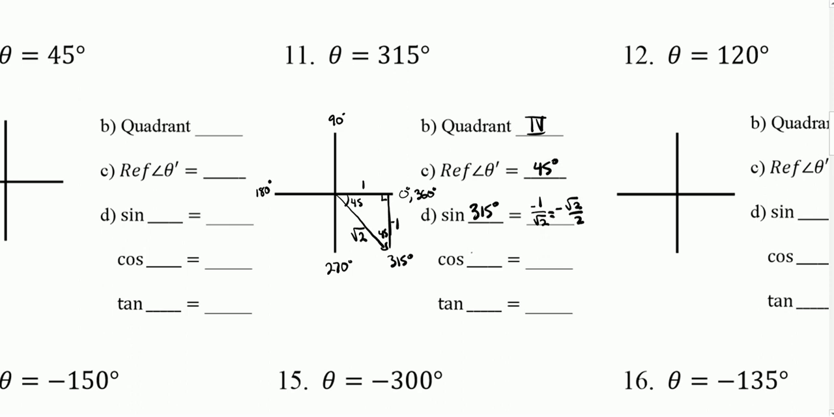The cosine of 315 is positive 1 over root 2. Multiply top and bottom by root 2, and you end up with root 2 over 2. And the tangent of 315 degrees is opposite over adjacent, which is negative 1.